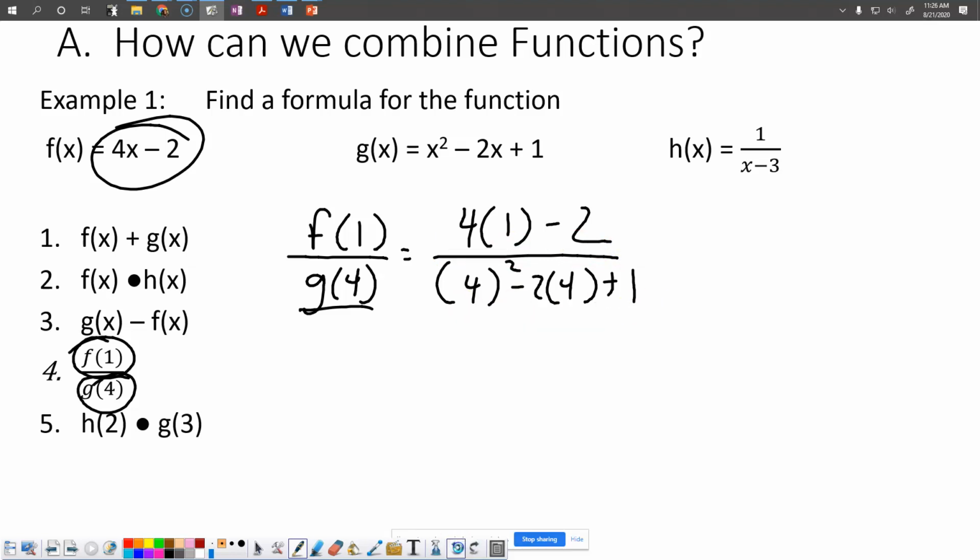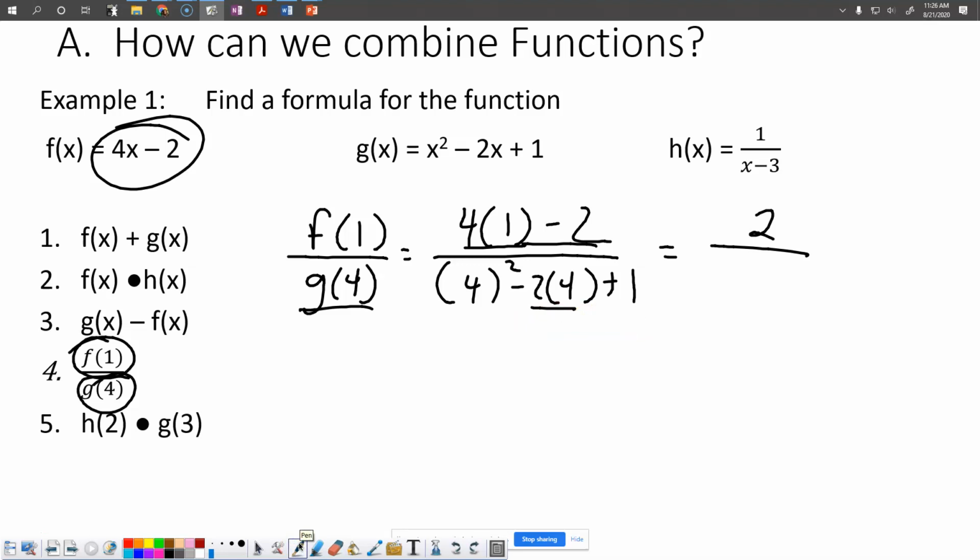So let's go ahead and start simplifying this a little bit. 4 times 1 is 4, minus 2 is 2. 16, right, minus 8 plus 1. So that's going to be 16 take away 8 is 8, plus 1 is 9. So the bottom there simplifies to be 9.